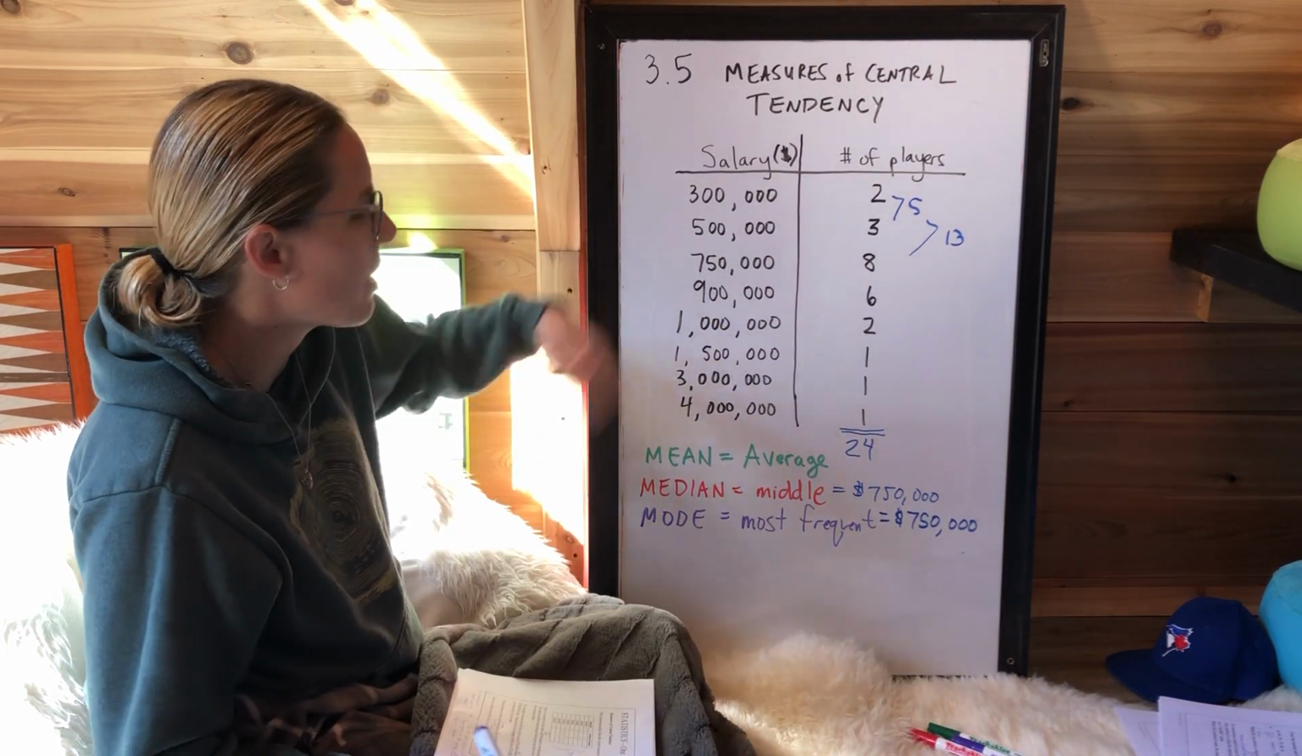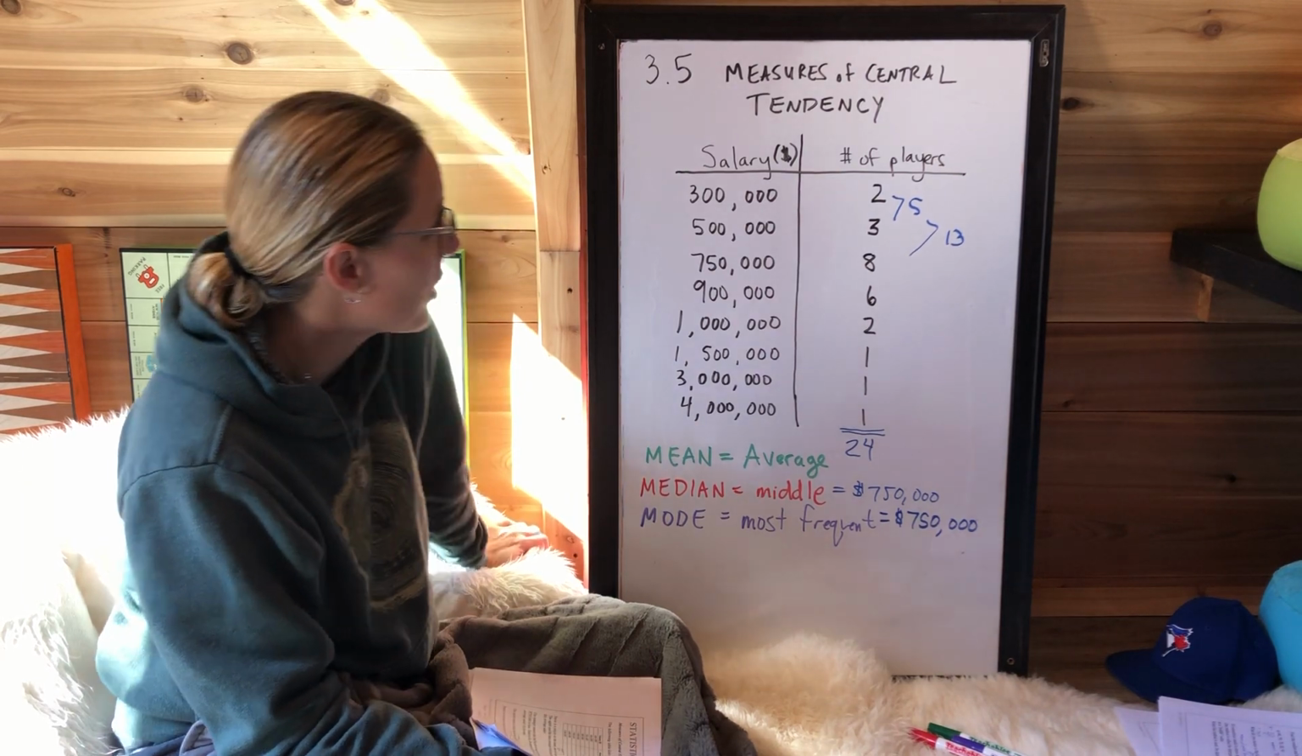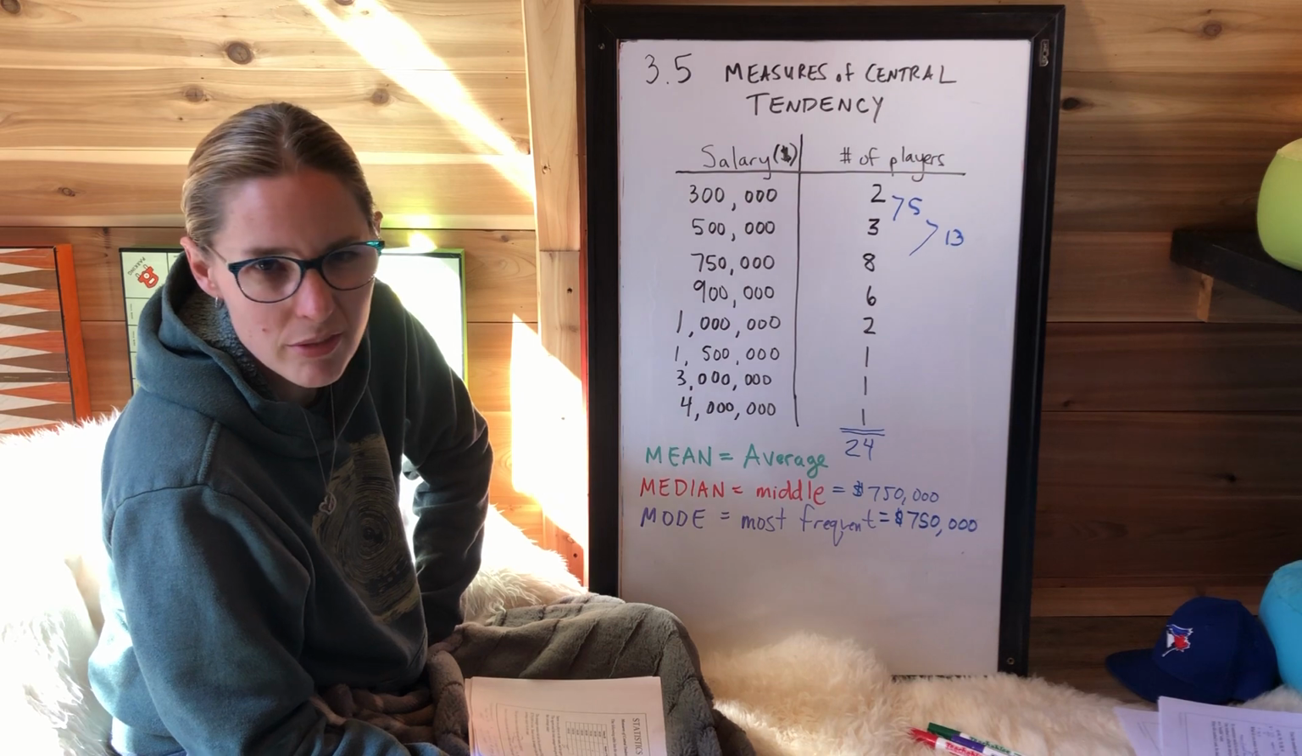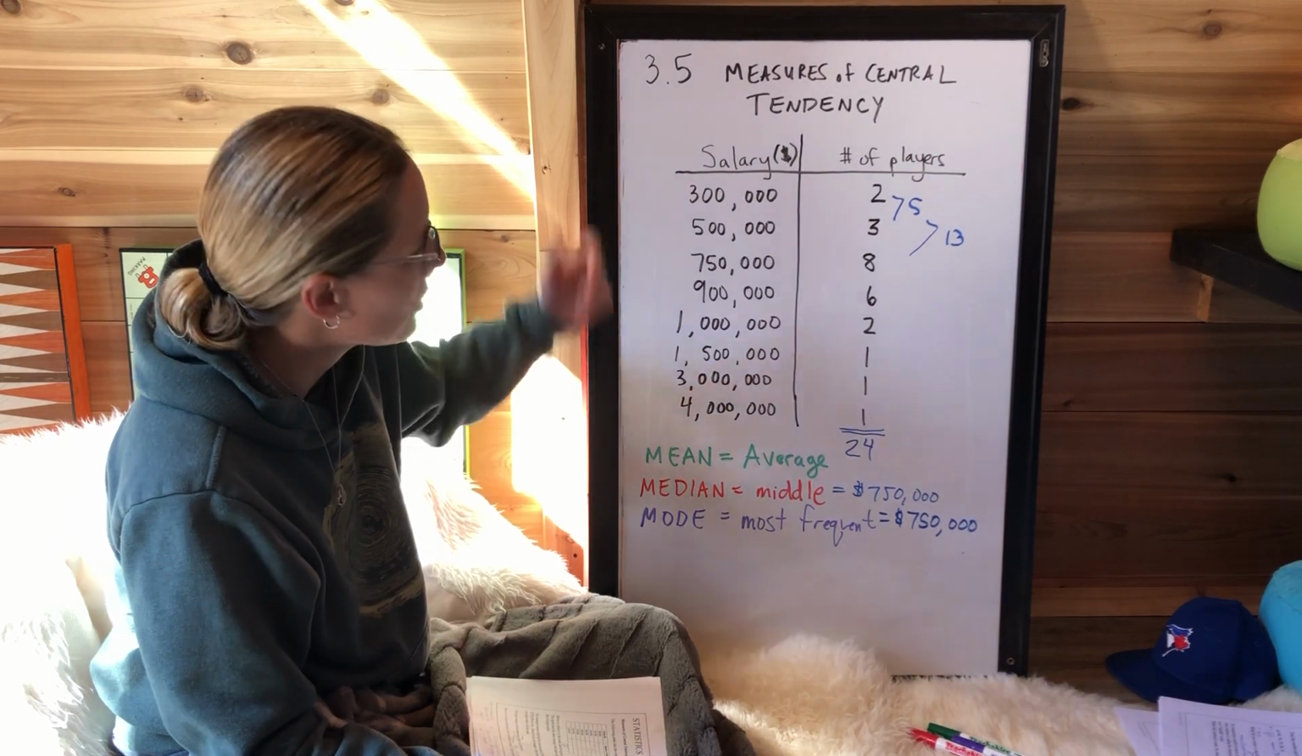So the manager says, I want to pay him $750,000. I think that's fair. Half the players are making, the middle value is $750,000. He's about a middle guy. That's what we want to plan.